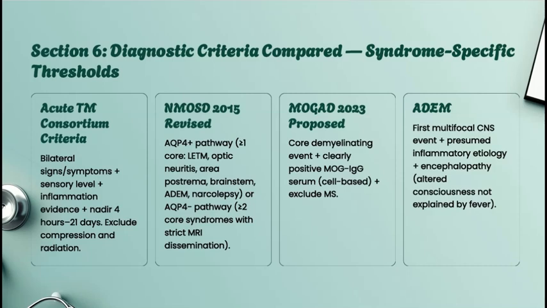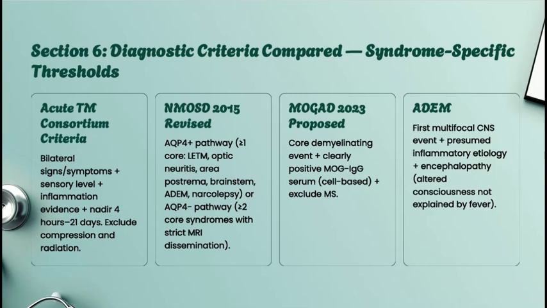For NMOSD, the 2015 revised criteria depend partly on antibody status. In aquaporin 4 positive disease, a single core clinical syndrome may be sufficient. Examples include LETM, optic neuritis, area postrema syndrome, brainstem syndromes. In antibody-negative disease, diagnostic thresholds are stricter and require dissemination across multiple core syndromes plus supportive imaging findings.